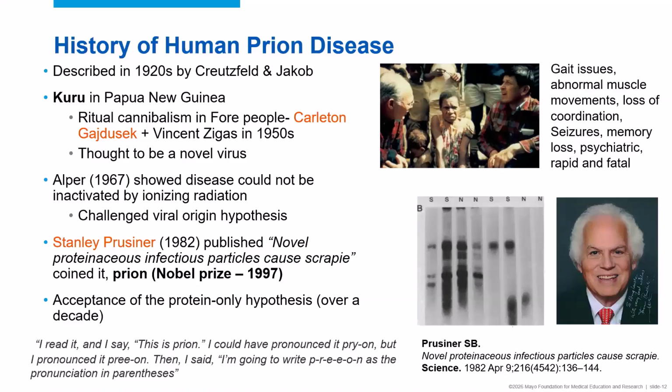I want to spend a little time just going over the history of human prion disease. It was actually described in the 1920s by Creutzfeldt and Jakob independently. And then in the 50s, Kuru was identified. That is basically a ritual cannibalism in a group of people in the Papua New Guinea region, where their ritual was to consume the brain of deceased relatives, mainly thinking that that was a way to keep that person with you, take their knowledge, etc.